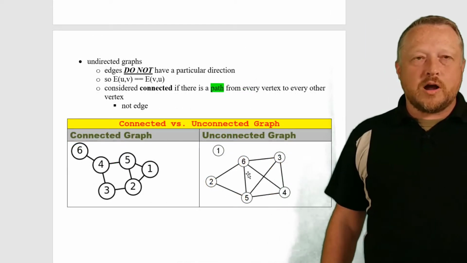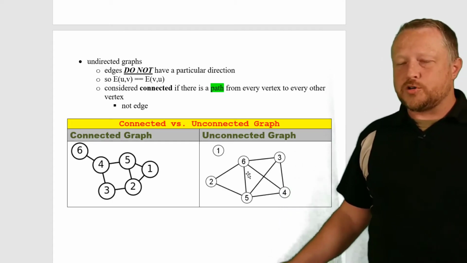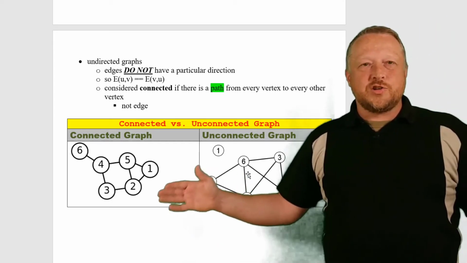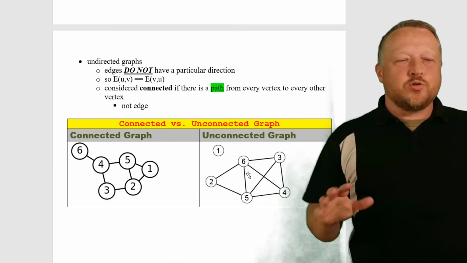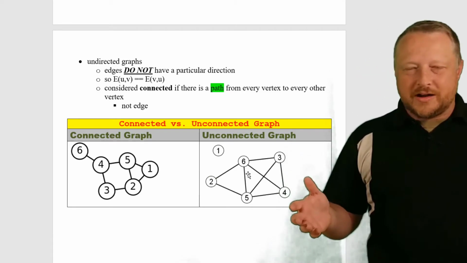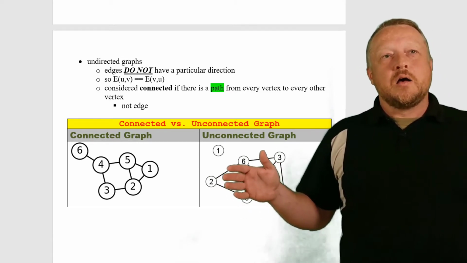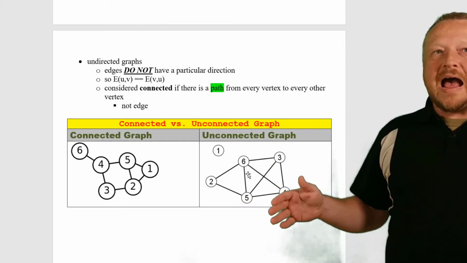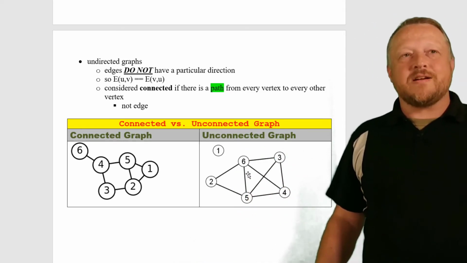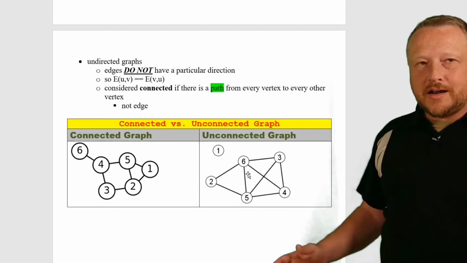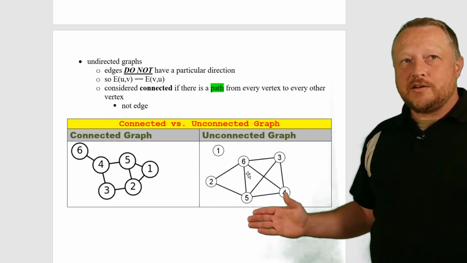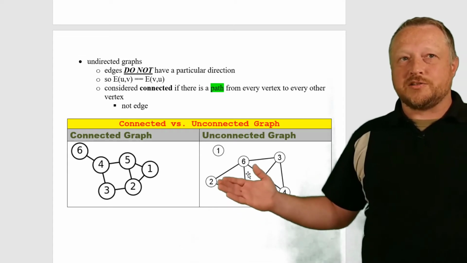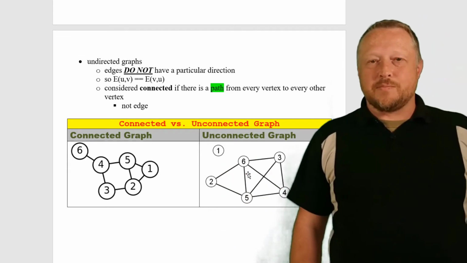For an undirected graph, well, again, we've gone over most of it. The order of edges doesn't matter because it is a two-way street. So, frankly, we'll just leave it at that. But we do worry about if it is connected, if there is a path from every vertex to every other vertex. Not an edge, but just a path. And notice on this one over here, it's unconnected because, gee, I wonder why. That one's just sitting out there by itself.